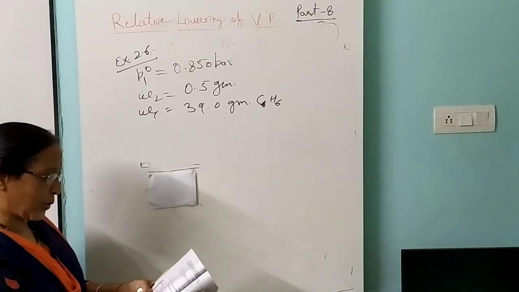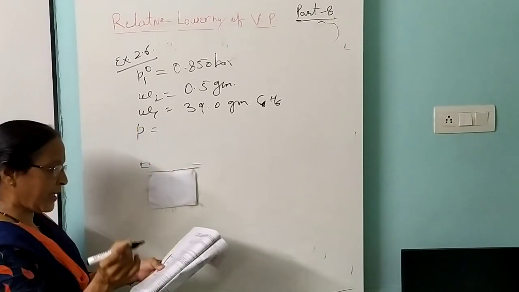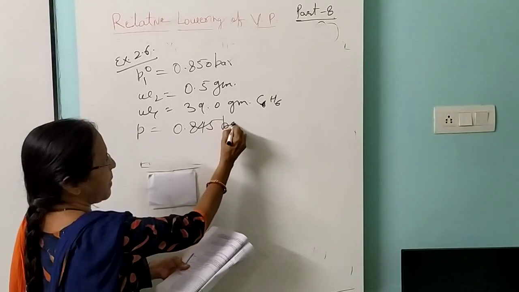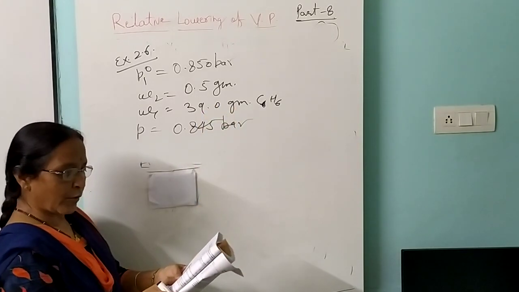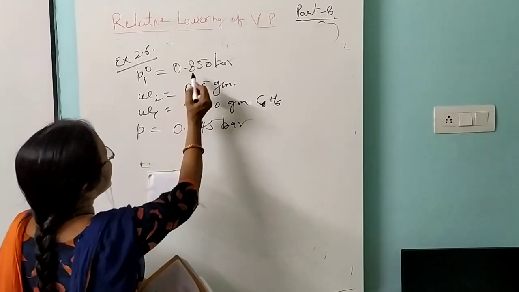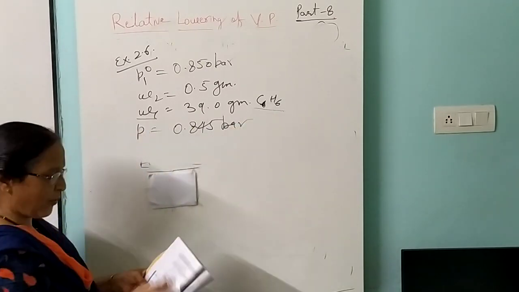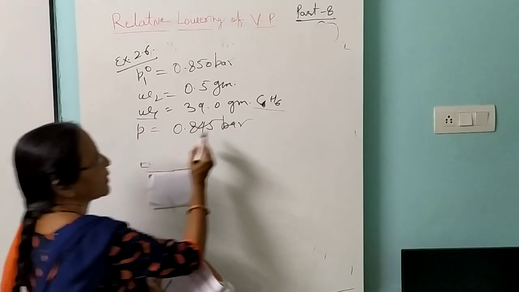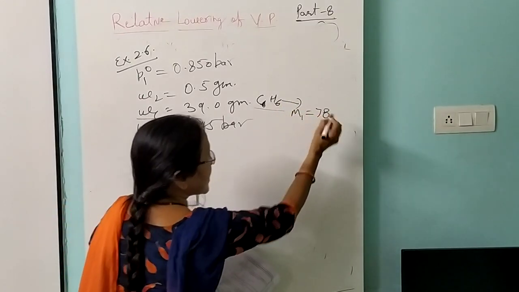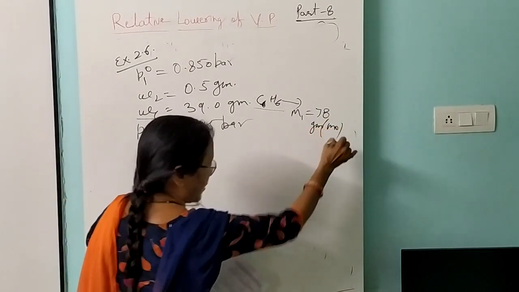The vapor pressure of the solution, P, is given as 0.845 bar. What is the molar mass of the solid substance? Now student, here the word benzene is coming, so this is W1, right? So M1 is the molar mass of benzene, which is 78. This 78 is in gram per mole.